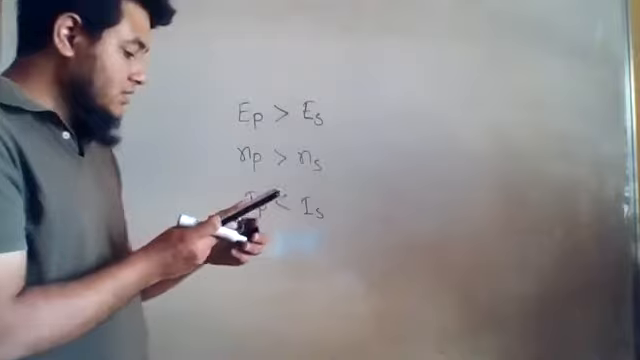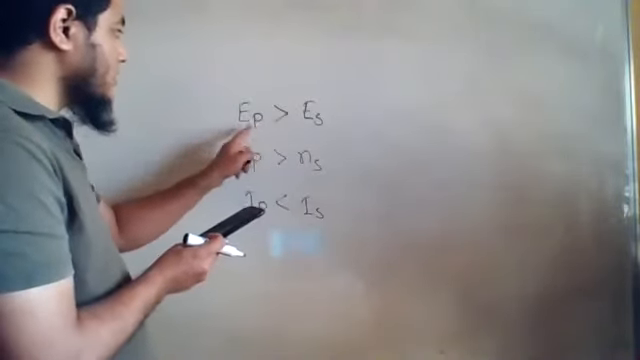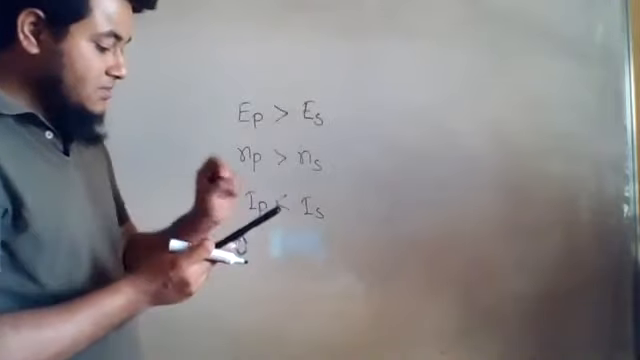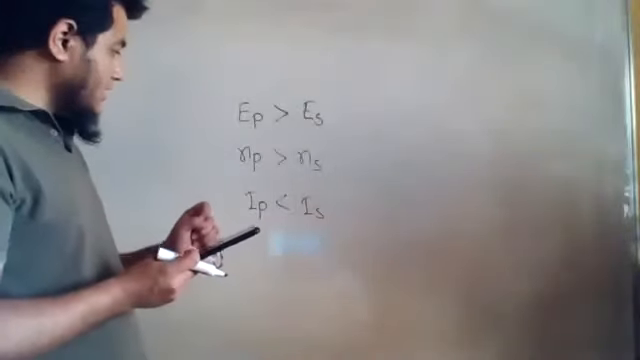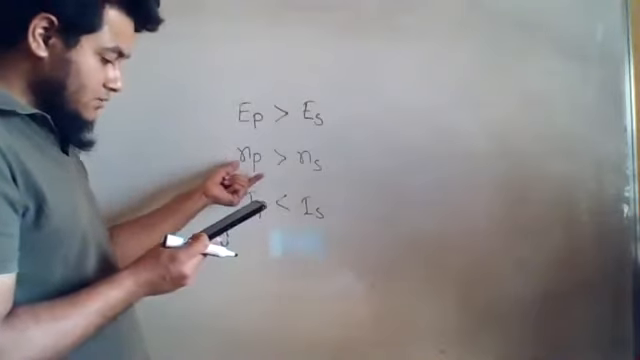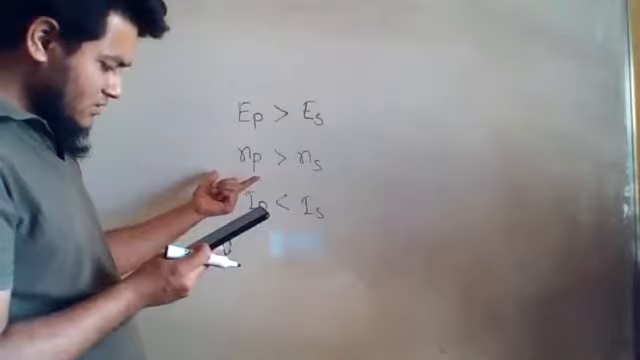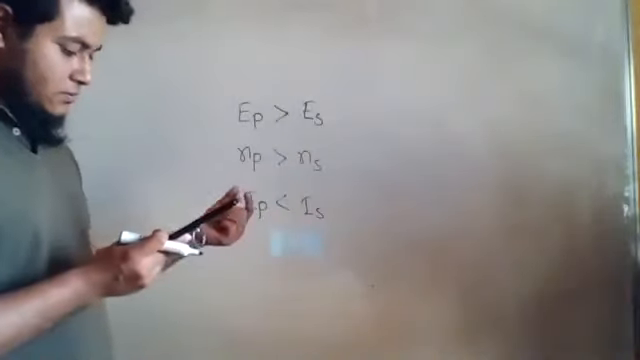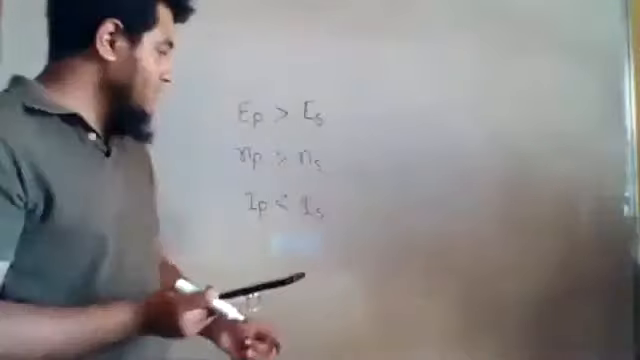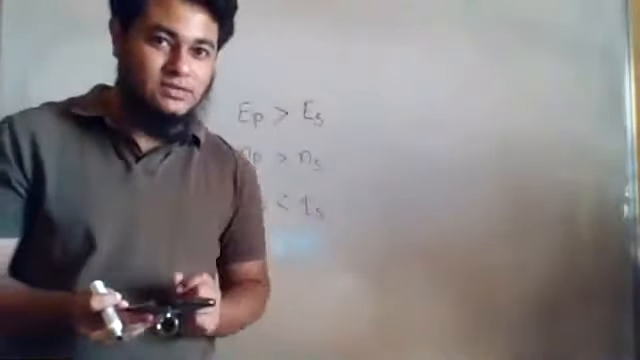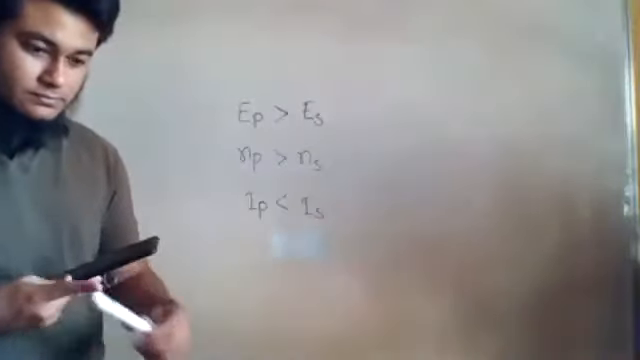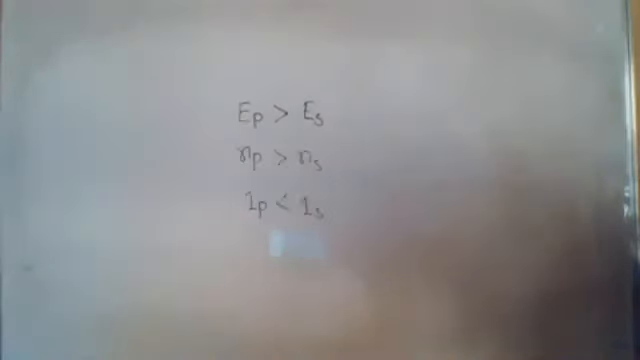Here, the first option says ES greater than EP. No, it is not greater than EP, it is less than. IP is smaller than IS, right? We have it here. NP greater than NS, here NP is greater than NS. I guess this is also correct. So option D says B, C. Option B is this one, option C is this one, so both of them are correct. So D is the correct answer. Did you understand this one? Yes, sir. If there is any confusion, let me know, please. In the D option, it is saying B, C, that means both B and C are correct.